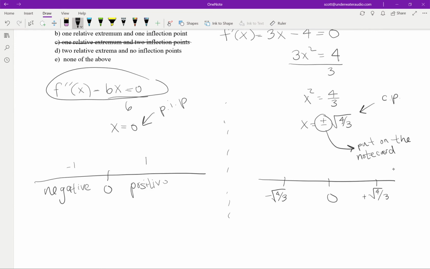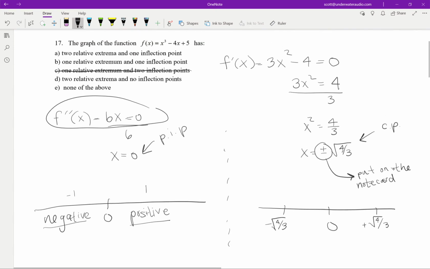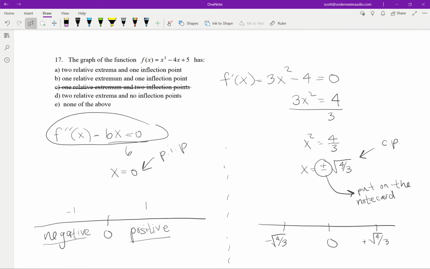So this is very helpful. There is one inflection point, because the concavity changed from negative to positive at this possible inflection point. So we know that it is for sure an inflection point. So my two possible options are A and B.